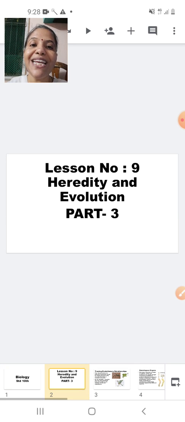So, students, today in this session, we are going to continue ahead with lesson number 9, Heredity and Evolution, part 3. Now, students, in part 2, we have studied that closely related organisms show a common ancestor. And this relationship we studied in a family by showing 3 generations: the parent generation, then the first generation and the second generation. So in today's session, we will be tracing the evolutionary relationship between the organisms. So let's start with the slides.